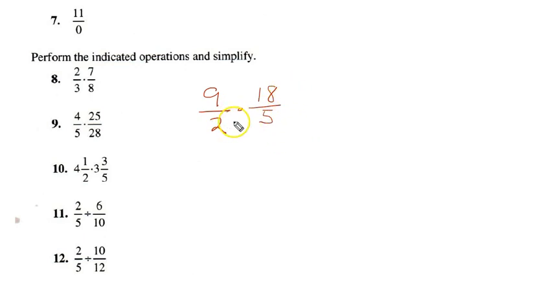Now can we do any cross-canceling? And the answer is yes. 2 will go into there once. 2 will go into there 9 times. We now get 9 times 9 is 81 over 5. Now this is an improper fraction. How many times will 5 go into that? And I believe it's 16 times, with 1 left over. 5 times 16 is 80, and then 1 more.